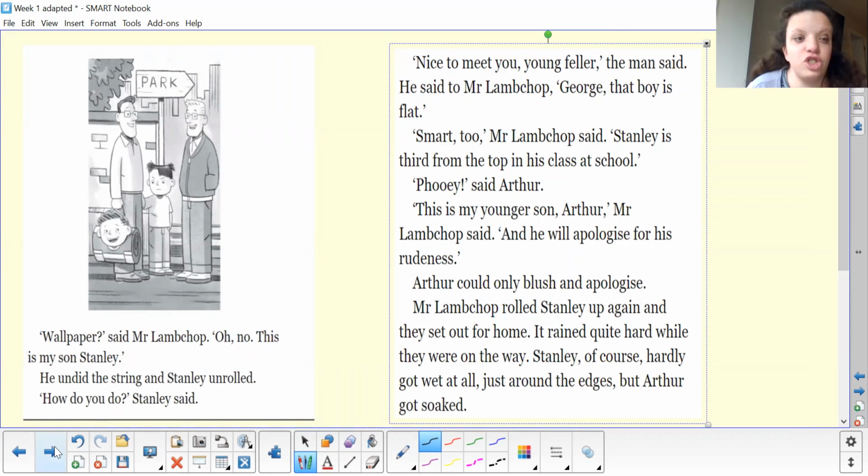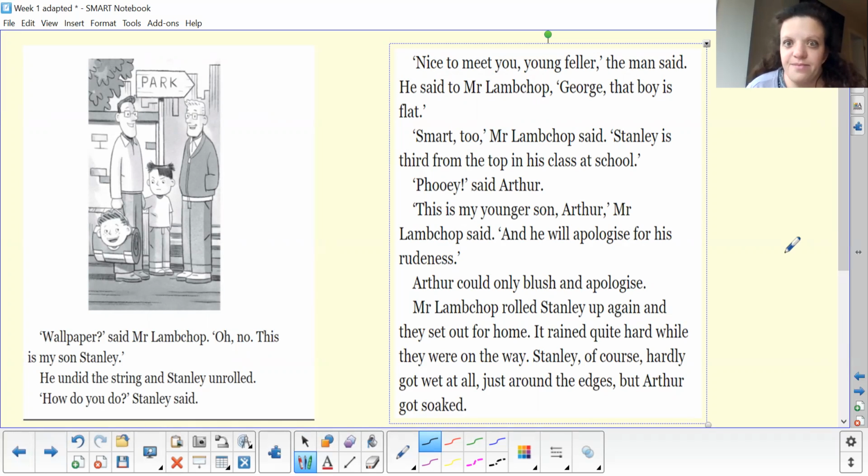Wallpaper, said Mr. Lambchop. Oh, no, this is my son, Stanley. He undid the string and Stanley unrolled. How do you do, Stanley said. Nice to meet you, young fella, the man said. He said to Mr. Lambchop, George, that boy is flat. Smart too, Mr. Lambchop said. Stanley is third from top in his class at school.